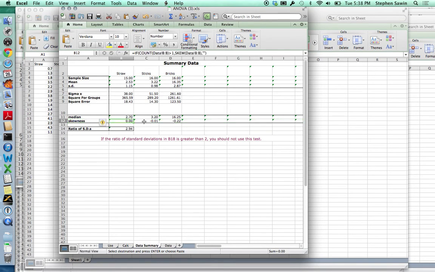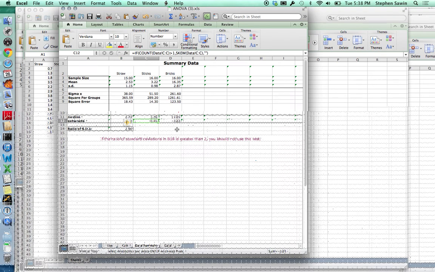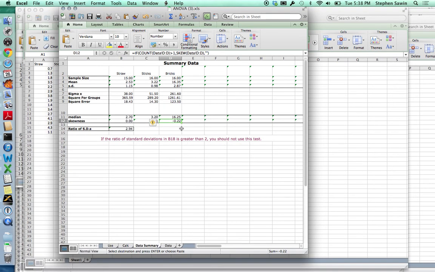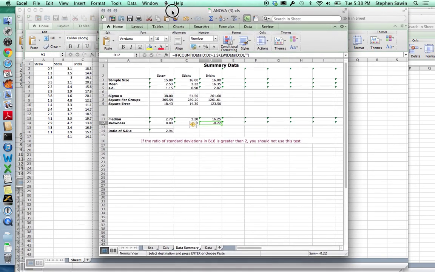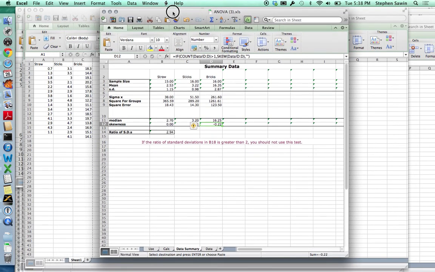Straw has a skewness of 0, so it's quite symmetric. Sticks has a skewness of minus 0.01. That's about as symmetric as you ever expect something to be. And bricks has a skewness of minus 0.22, very slightly left skewed. If you look at the histogram, you'd say it's a little bit left skewed. But we'll consider that good enough.